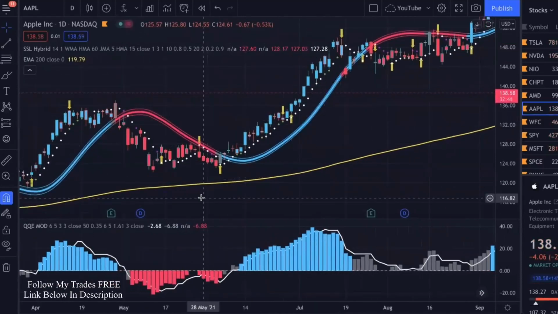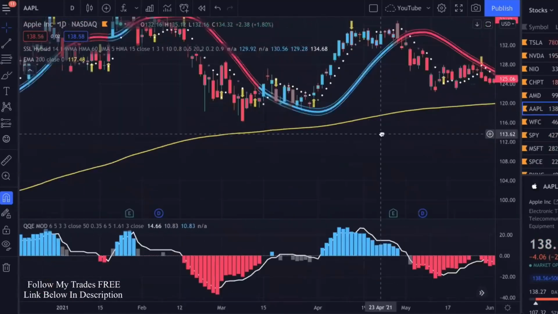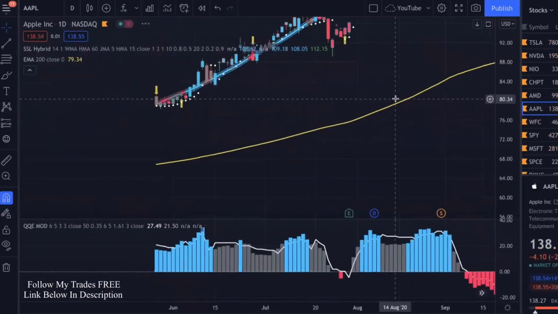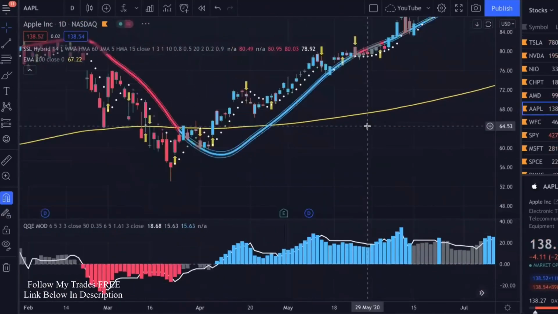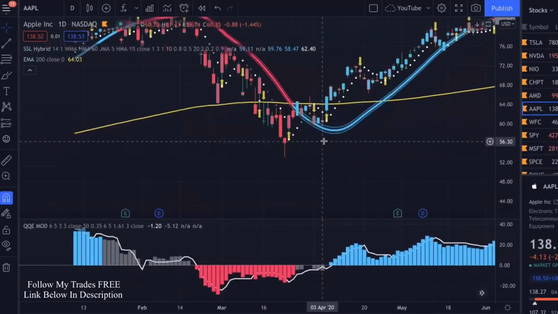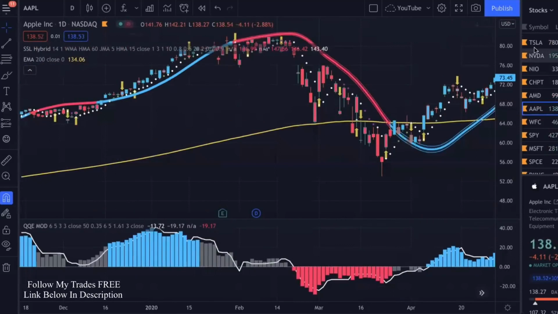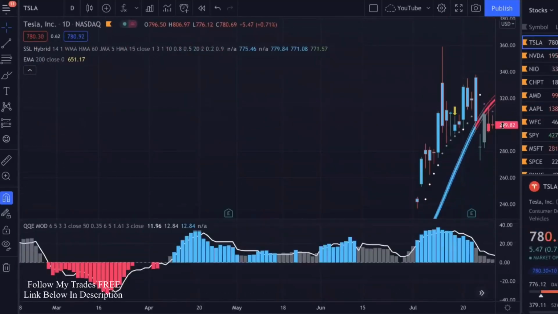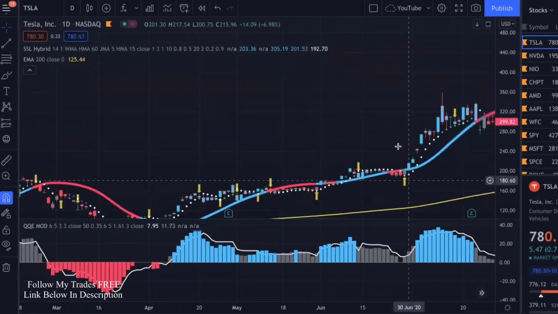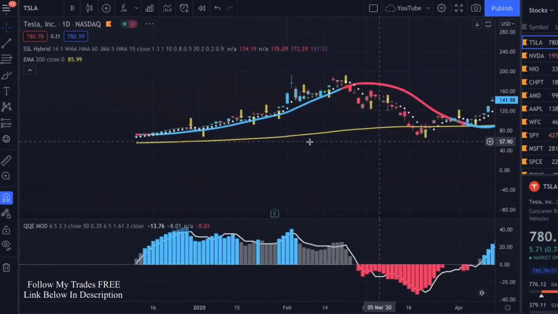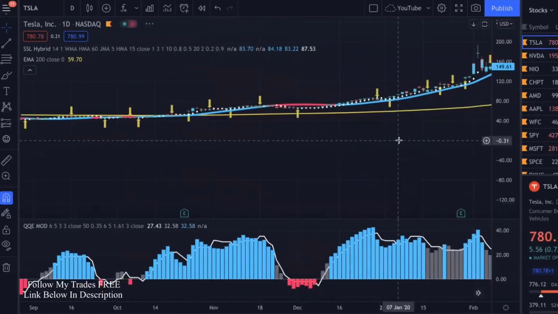Well, let's see where prices were below the 200 EMA for Apple, if they ever were, because it's always been trending. Well, let's look at something else too. Let's look at Tesla, for instance. We'll try to find something.